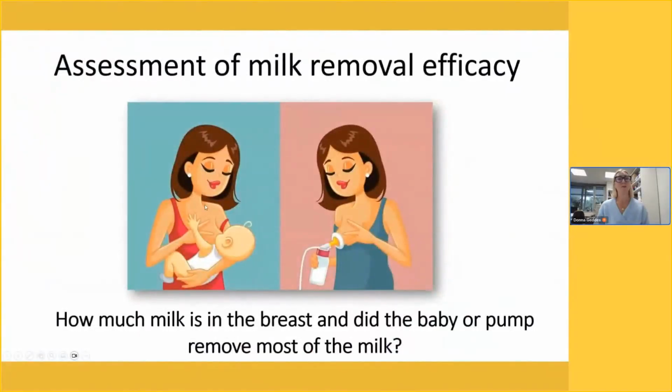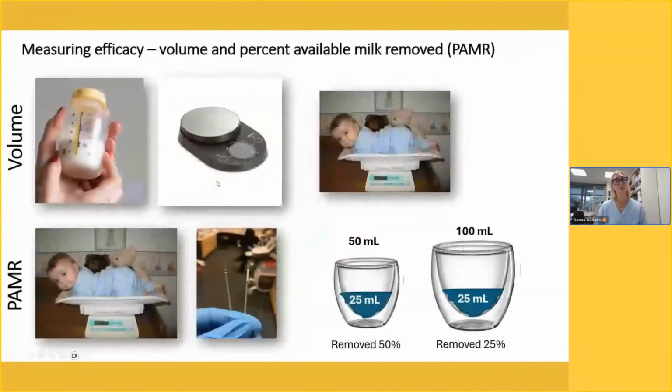So when my group looks at the assessment of milk removal efficacy, which includes efficiency as well as effectiveness, we need to know how much milk is in the breast in terms of how much the baby took, or whether the pump has removed most of the milk. We can use two methods of measuring that, and one of them is volume. You can see the volume of milk here pumped into a bottle. Reading that volume off a bottle is tricky and can be over or underestimated very easily.